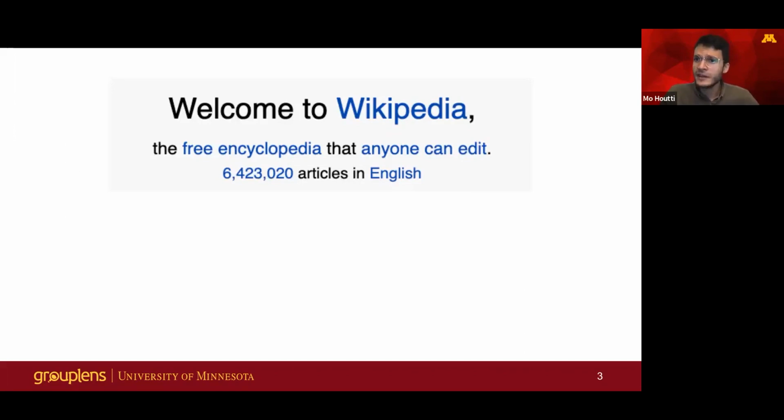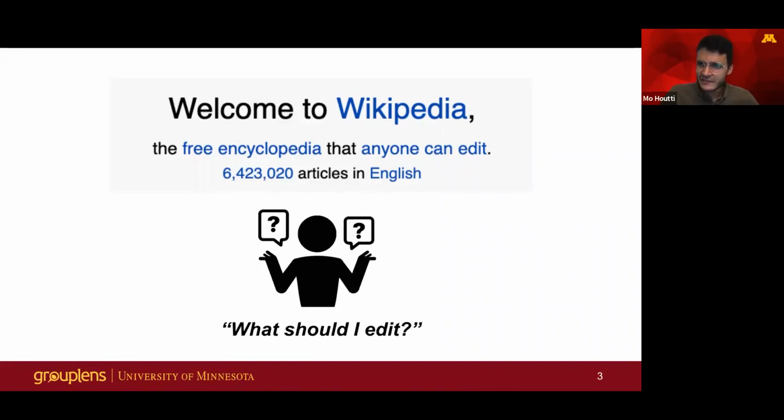If you've ever been on Wikipedia's main page, you've probably come across some version of this message. It says, "Welcome to Wikipedia, the free encyclopedia that anyone can edit, 6.4 million articles in English." It's unsurprising with 6.4 million articles that editors often find themselves in this situation of asking, what should I edit? Where should I start? And helping editors answer this question is a guiding question for our work.